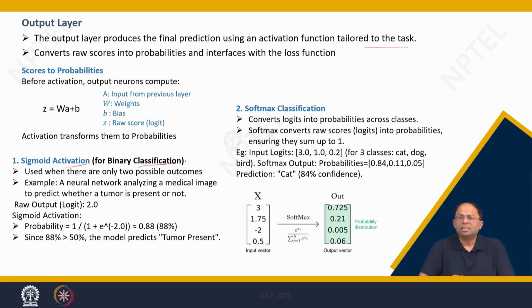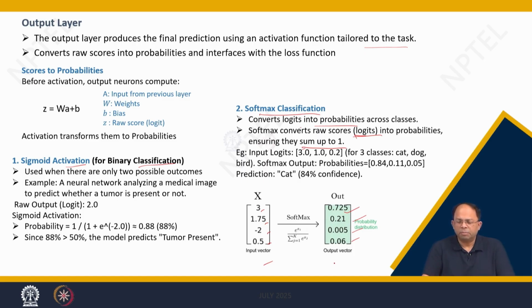which help us in binary classification, which we learnt earlier. If it is multi-class, then we go for softmax classification, which converts the logits into probabilities across classes. The raw scores, logits, will be converted into probabilities, ensuring that everything adds up to 1. And this helps us predict, using the softmax function, that if these are the 4 input raw logit scores, then these are the probabilities of each of these scores, and from there we can predict the probability.